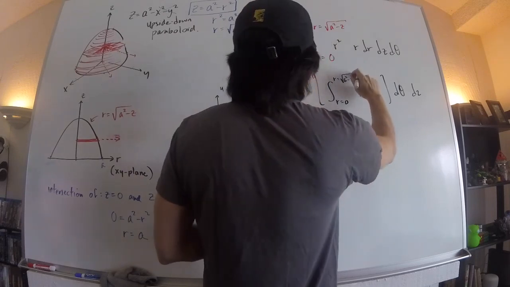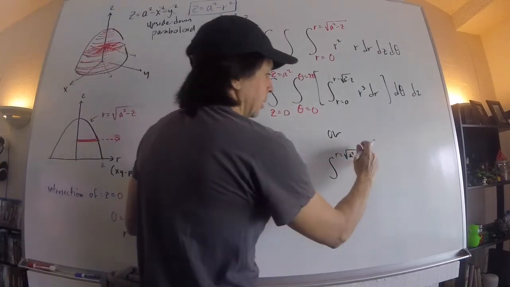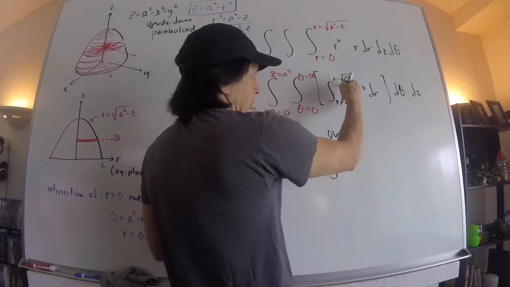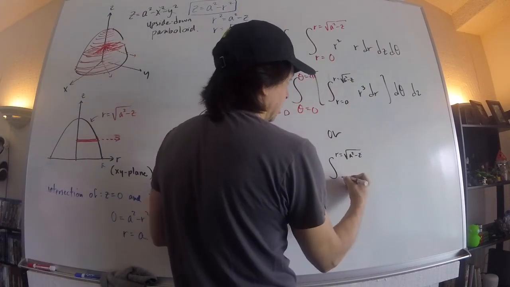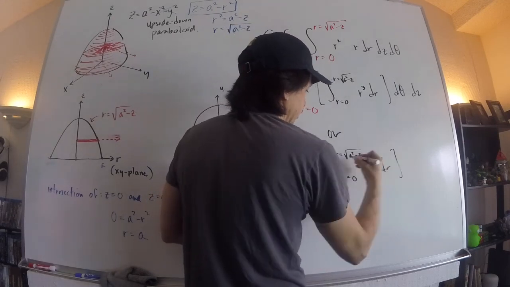A squared minus z. Sorry, I wrote it wrong here. A squared minus z, right? Okay. A squared minus z. Sorry, fix that. A squared minus z strictly. r is equal to 0, r cubed dr.